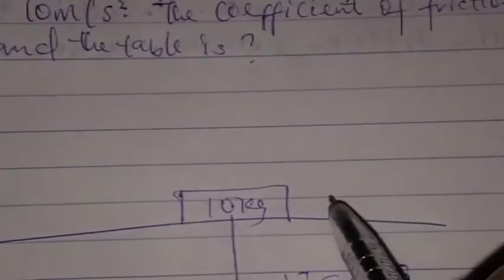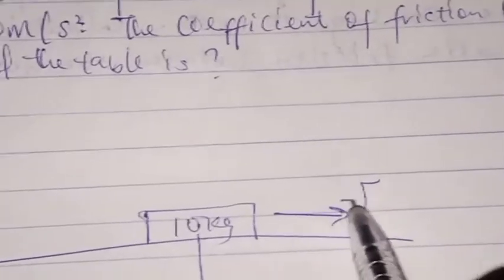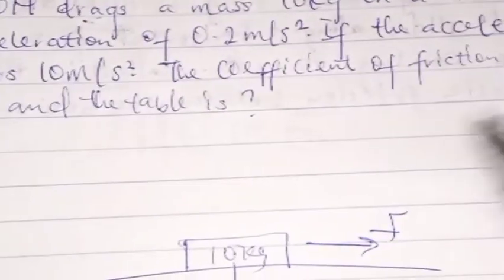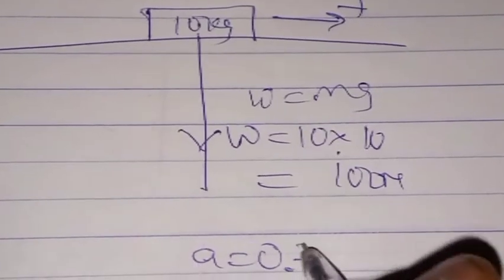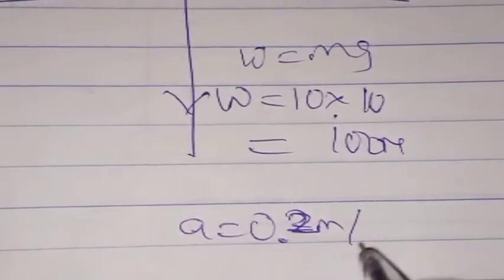So they said a force of 10 Newton drags a mass. So this is the force that is dragging the mass. They said with an acceleration of 0.2 meter per second square. So the acceleration is 0.2 meter per second square.